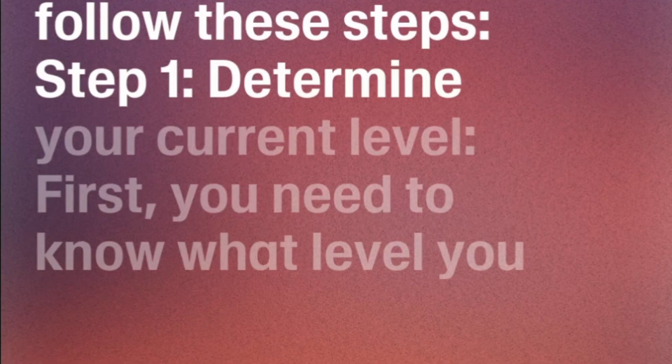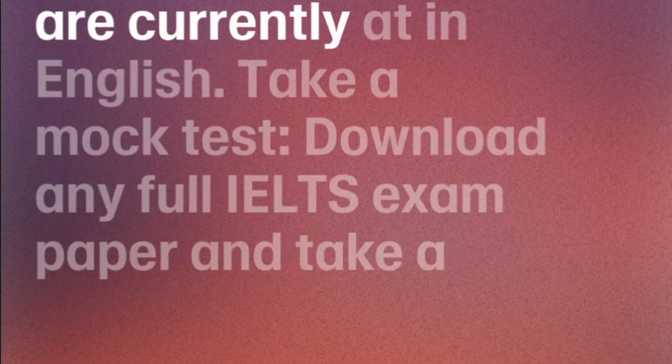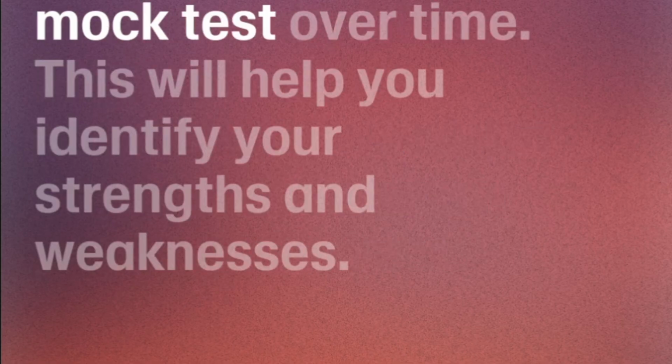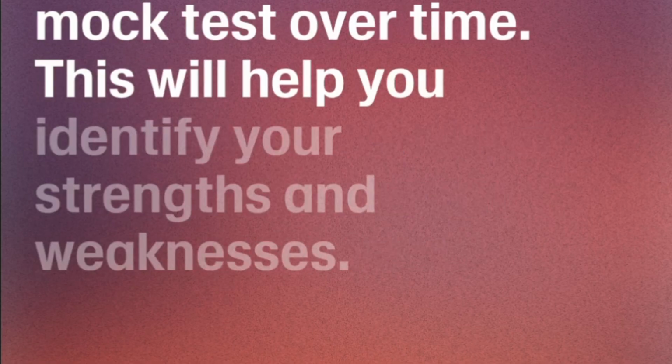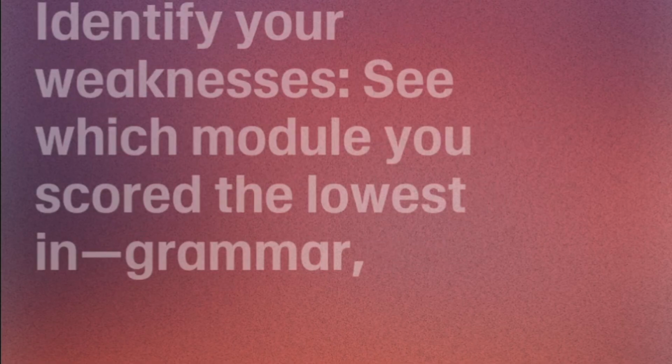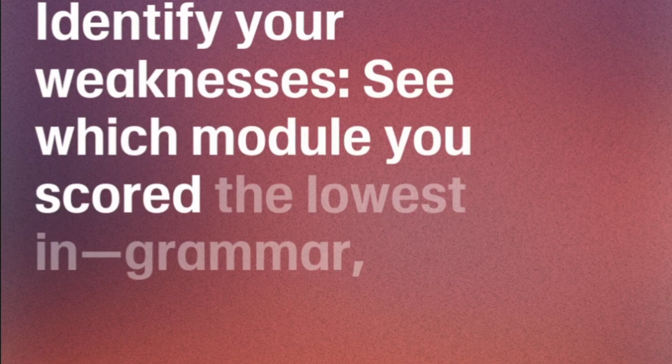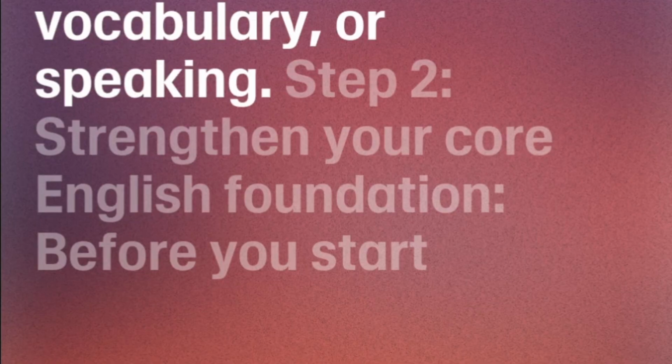Step 1. Determine your current level. First, you need to know what level you are currently at in English. Take a mock test. Download any full IELTS exam paper and take a mock test over time. This will help you identify your strengths and weaknesses. Identify your weaknesses. See which module you scored the lowest in: grammar, vocabulary, or speaking.